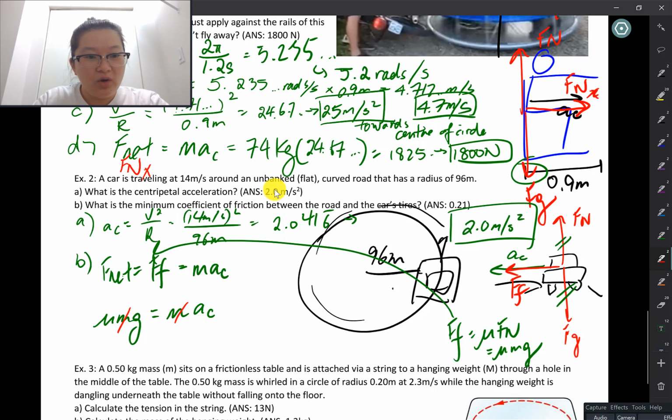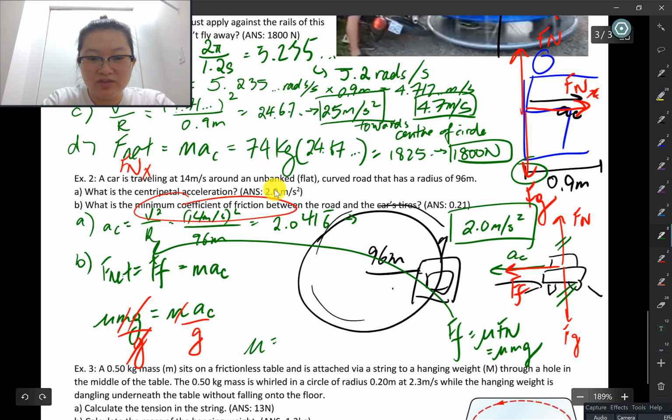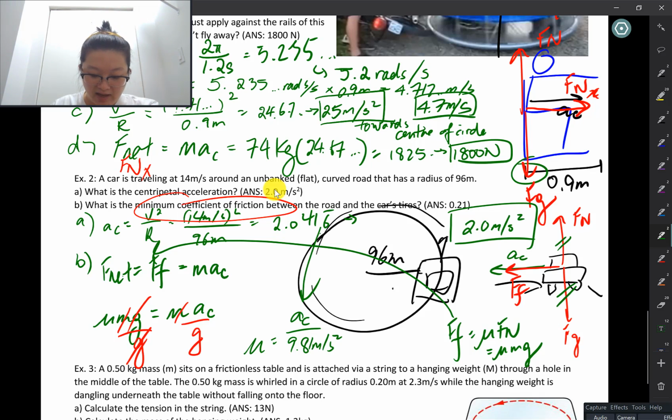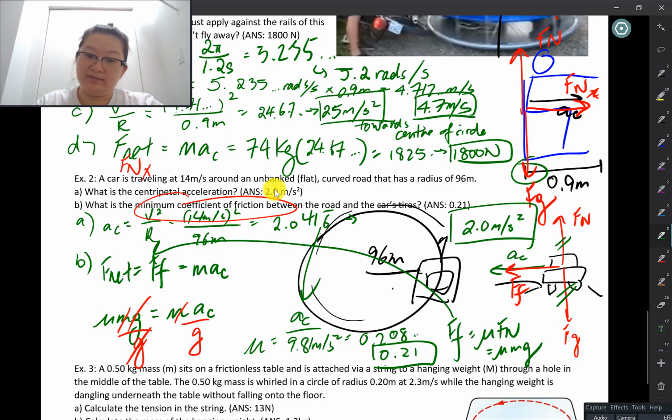In this case, it did, which means to get our minimum coefficient of friction, we're going to isolate mu by dividing both sides by the mass and gravity, and we get mu is equal to centripetal acceleration divided by gravity, 9.81 meters per second squared. The centripetal acceleration we found earlier is 2.0416 repeated, and I'm going to divide that by 9.81, giving 0.208. 0.208 is going to round to 0.21. No units for the coefficient of friction, so we leave it as 0.21.